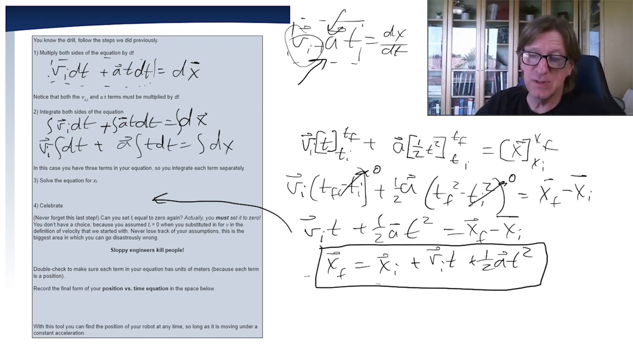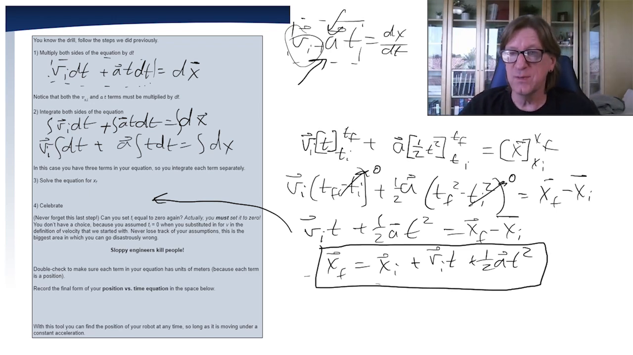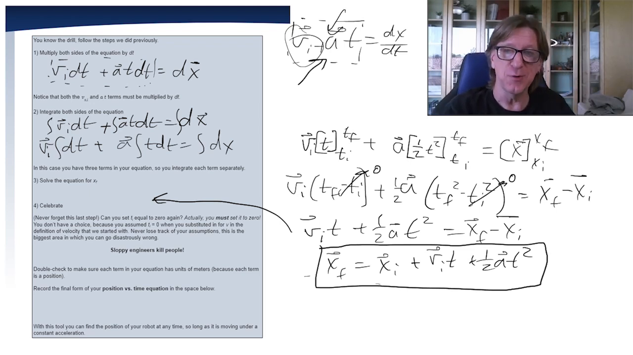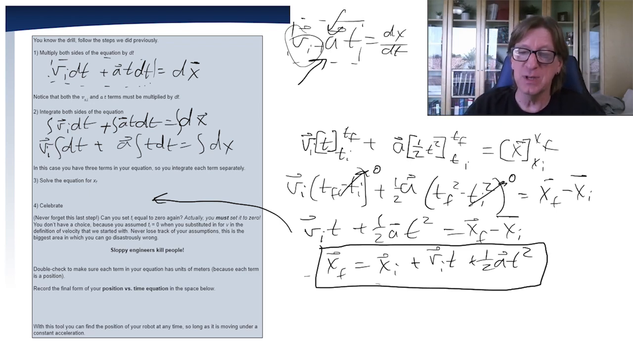Now, you may have seen some of these in high school, and you may not have known, well, why is there a 1/2 in front of that a t squared? And your teacher was just, memorize it. The reason for it is because you took the integral. And that 1/2 comes about because of the integral.